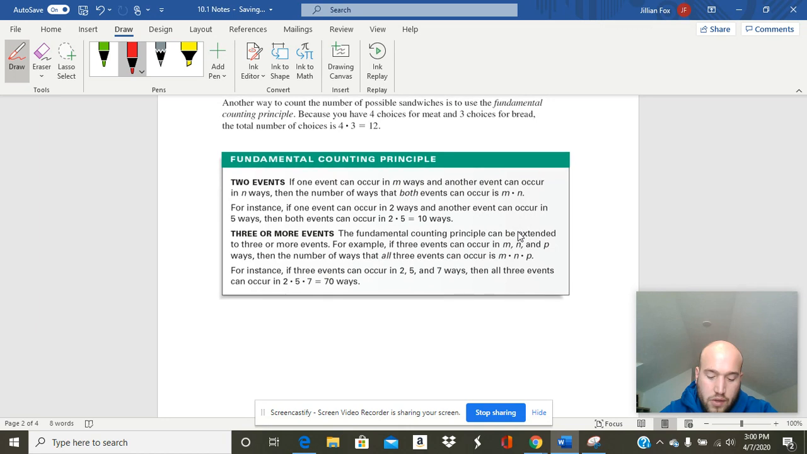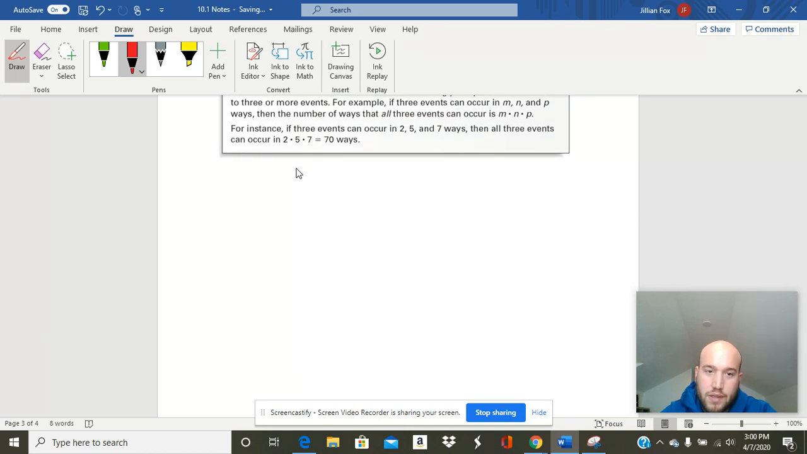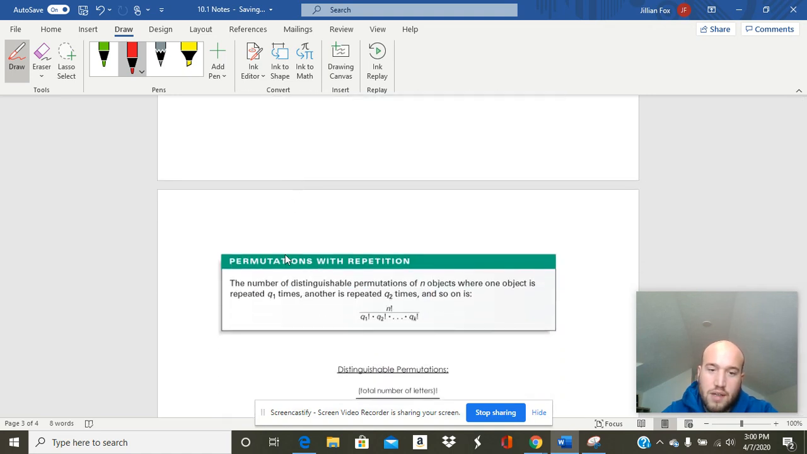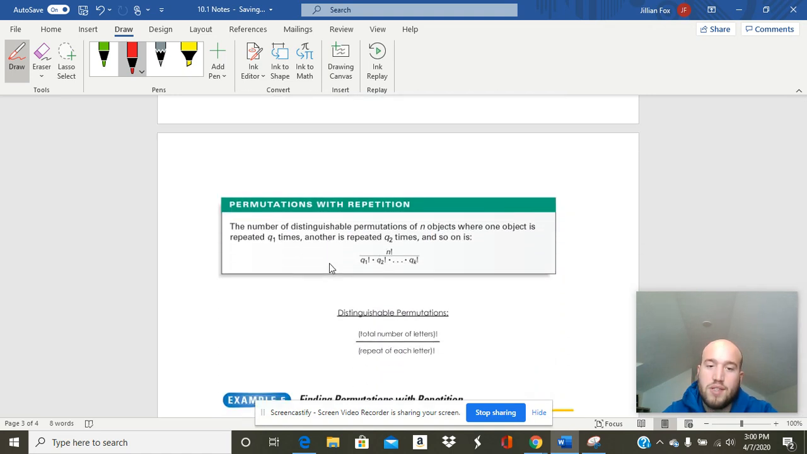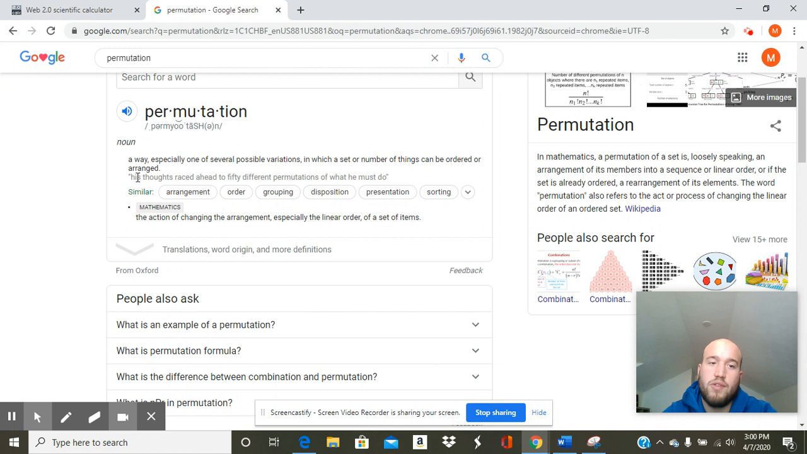Okay, so the next thing I want us to talk about, that's the fundamental counting principle. And the next thing we're going to talk about is permutations with repetition. So if we go here, the definition of a permutation, if you look, I'll highlight it for us.